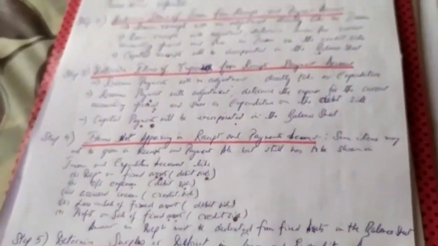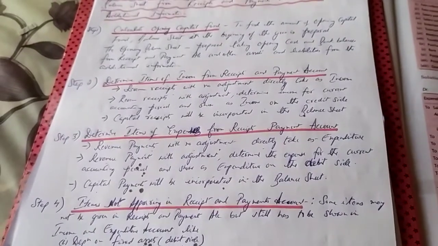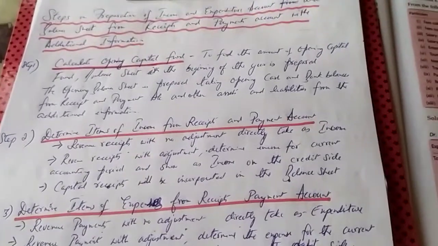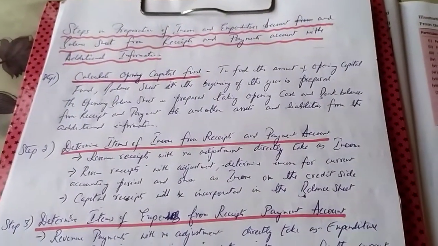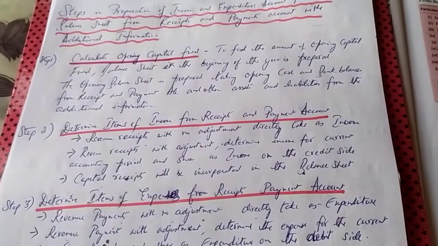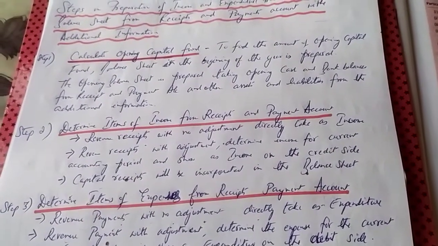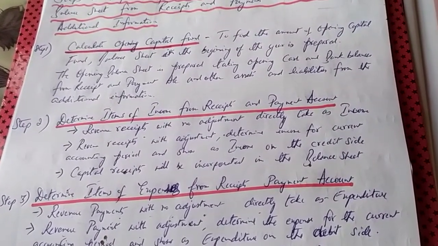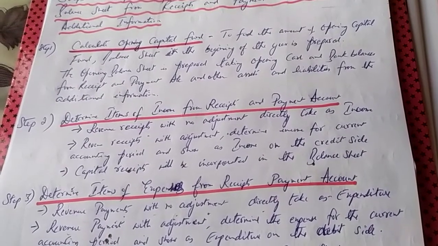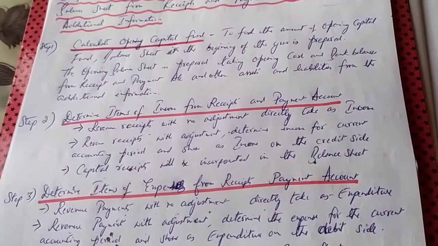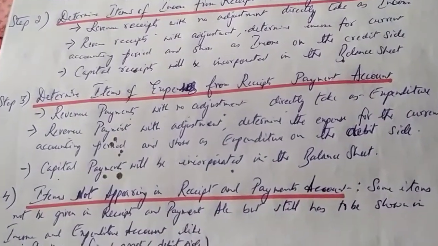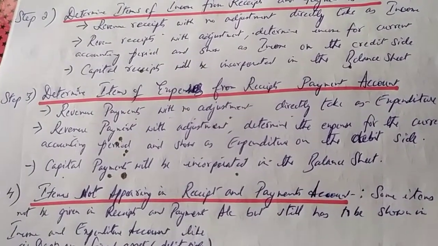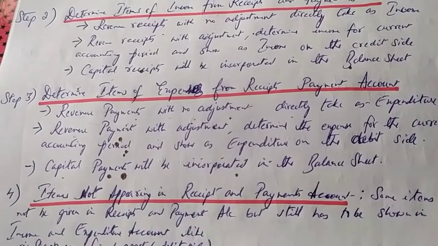So you can go through the various steps once again. The first step will be to calculate the opening capital fund. This will be a separate balance sheet that you will prepare. Then from the second step onwards, you are going to start preparing the income and expenditure account, where first you take the various items of income on the credit side, and there you have to consider only the revenue receipts. Revenue receipts will be taken as income, not the capital receipts. Then on the debit side of the income and expenditure account, you're going to consider the various expenses or expenditures, and there you're going to take only the revenue payments but not the capital payments.